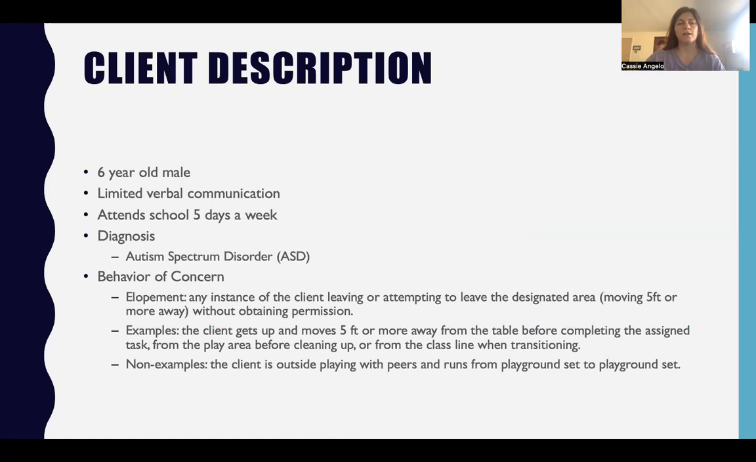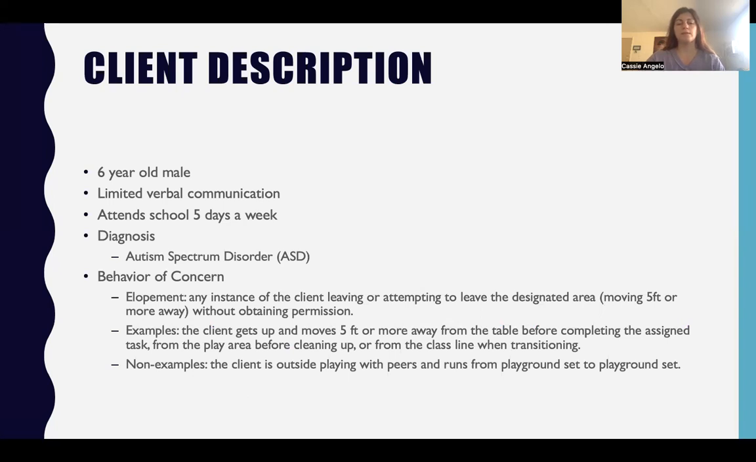So a little bit about the client. He's a 6-year-old male. He has limited verbal communication. He attends school 5 days a week. His diagnosis is autism spectrum disorder, and the behavior of concern is elopement, which is defined as any instance of the client leaving or attempting to leave the designated area, moving 5 feet or more away without obtaining permission.